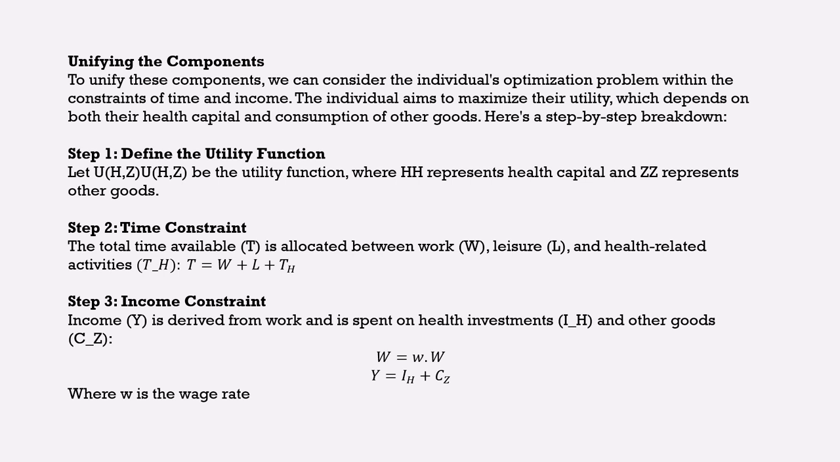So, we have W, the wage rate multiplied by the amount of work, and W here is the wage rate. Income is equal to health investments plus consumption of other goods, so IH plus CZ. So, we have an income constraint given by wage rate as well as the expenditure that we are making on health goods and other goods.